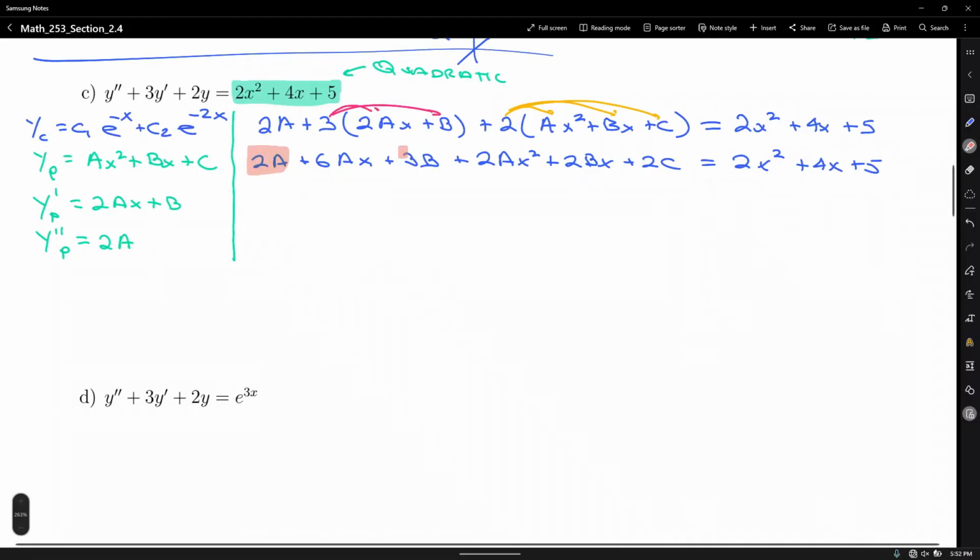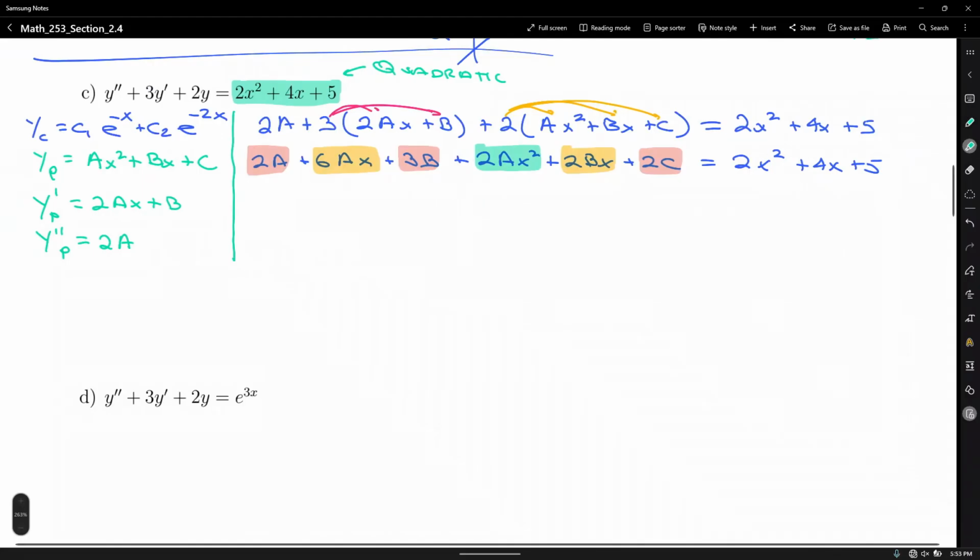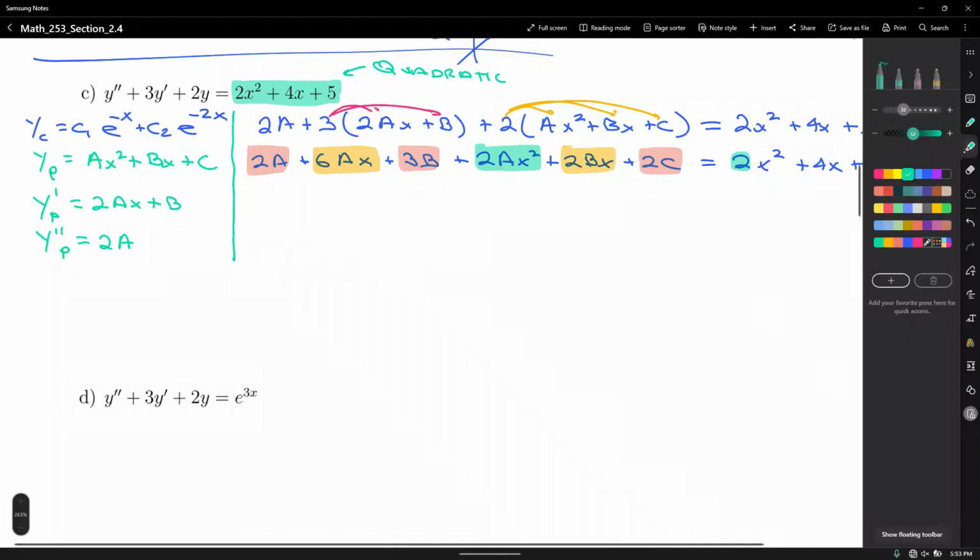So let me highlight a constant term, another constant term, and then another constant term. I'll use a different color for the linear ones, that is, the ones that multiply x to the first power, and we have only one quadratic one. Let me use the same colors actually. The quadratic equals the coefficient of the quadratic. Okay, so what I'm going to do here is check.